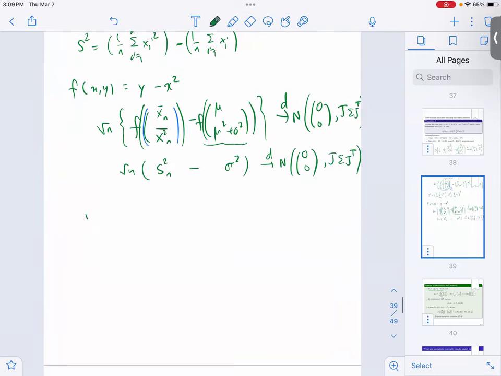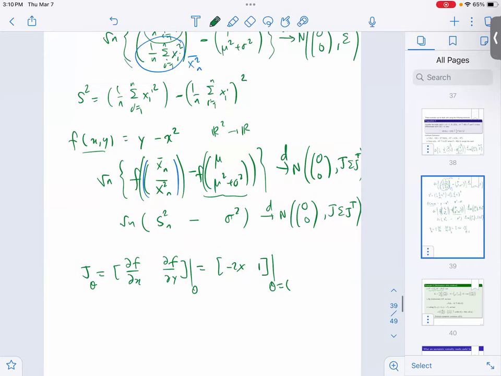And J here is, because this maps from R2 to R, we have one component and two derivatives. So it would be the partial of f with respect to x, and the partial of f with respect to y. So that would be negative 2x, 1, right? And then I have to evaluate this at the parameter of interest, which in this case, what is the parameter of interest, basically? Sorry?